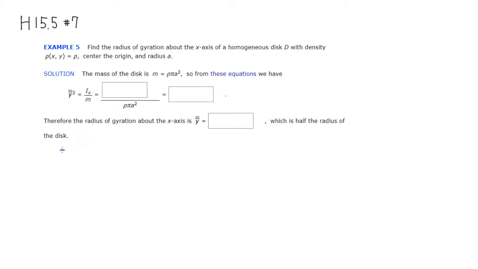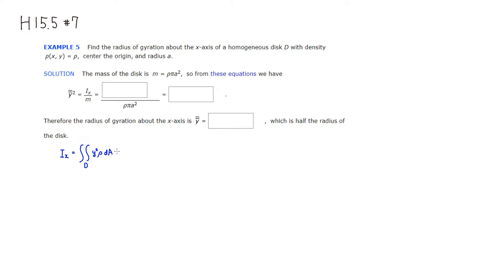So the moment of inertia about the x-axis is equal to a double integral over this disk of y squared, rho, and the area element dA. I'm going to have to find that first. So let's use polar coordinates.